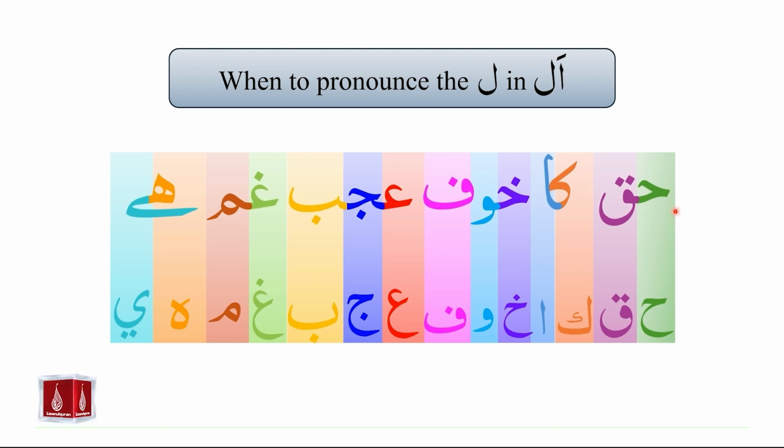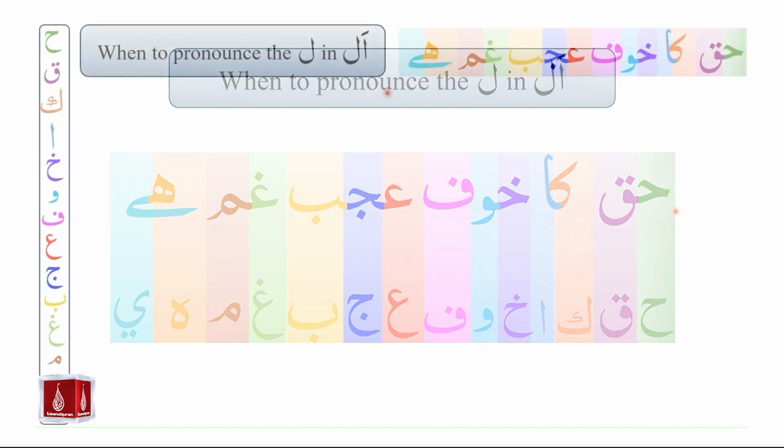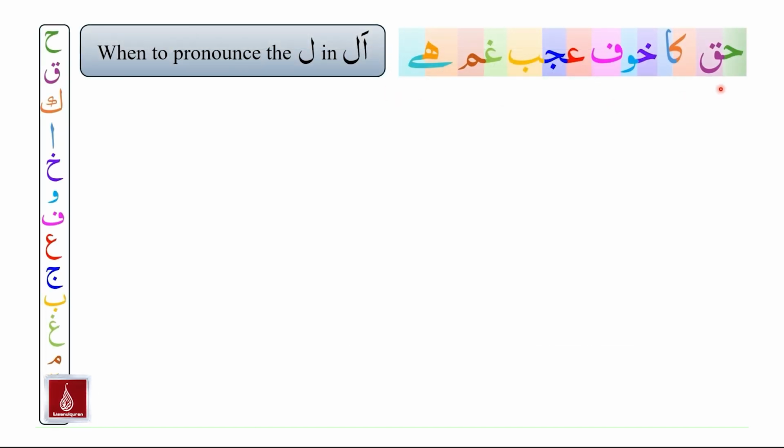Now let us see how we can apply this clue to practical use of pronouncing the lam in al. So here we have the statement haq ka khauf ajab gham hai, and here is a breakdown of all the alphabets that are involved in it. Let us look at some examples.